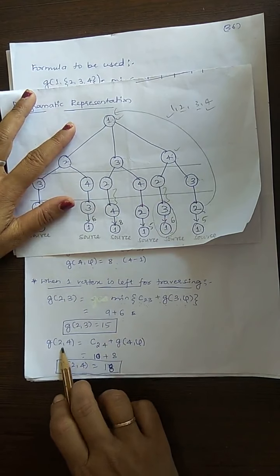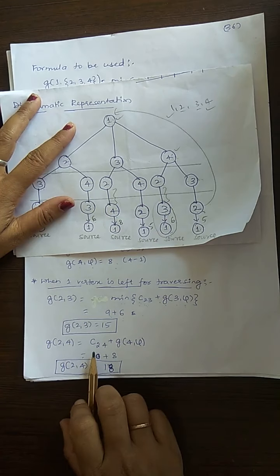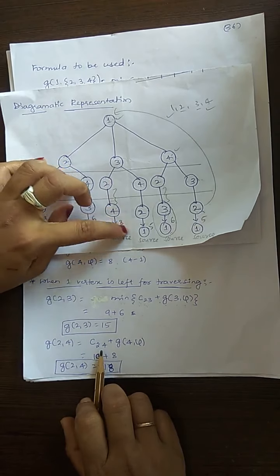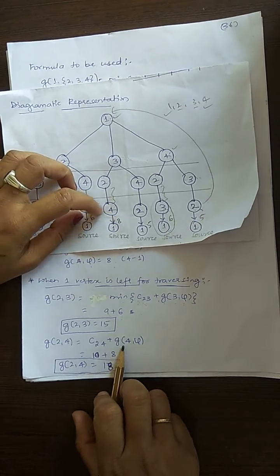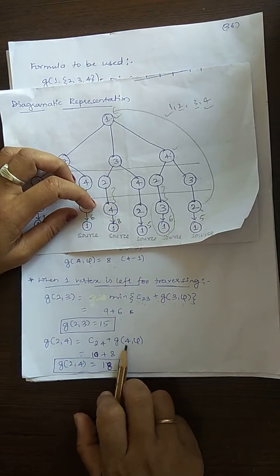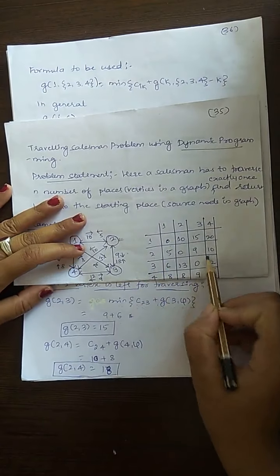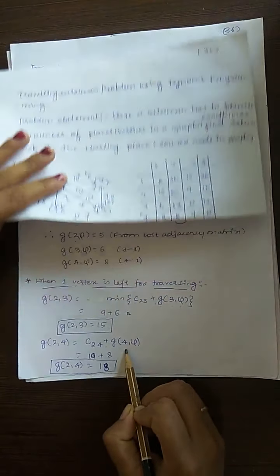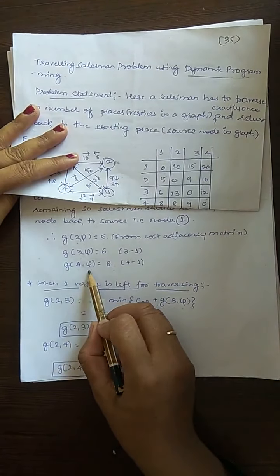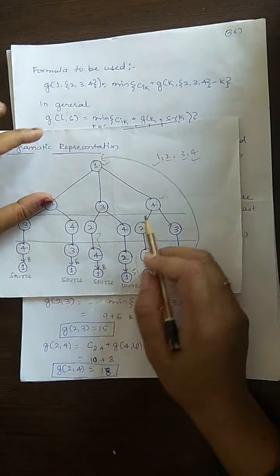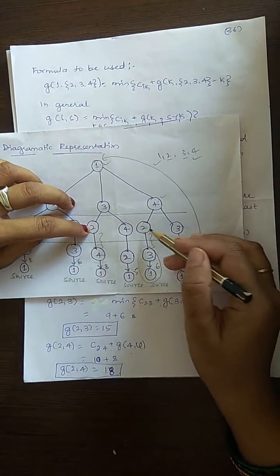So G of 2 comma 4 is nothing but the cost from 2 to 4 plus the remaining, which is G of 4 to 5. What is C of 2 comma 4? C of 2 to 4 is 10 here, plus 4 comma 5, which is 8. 10 plus 8 is 18. So now we have found out the distance from 2 to 4 and from 2 to 3.